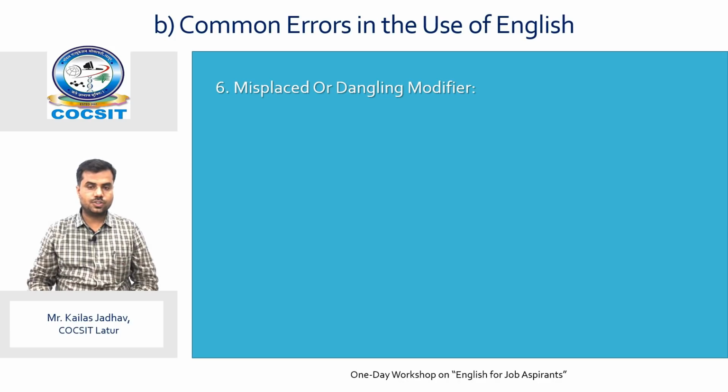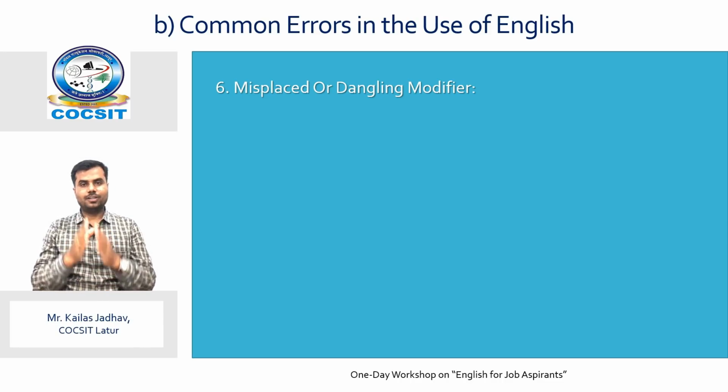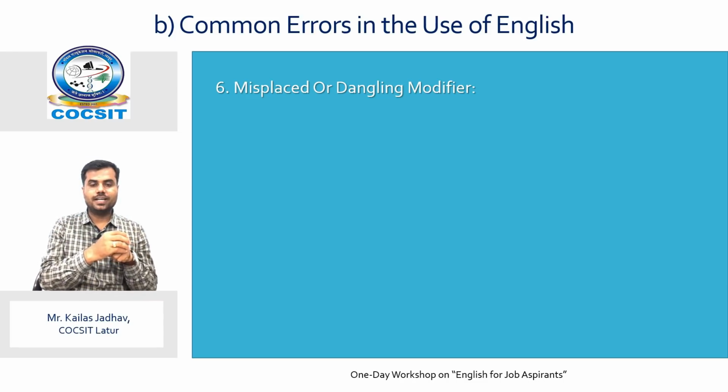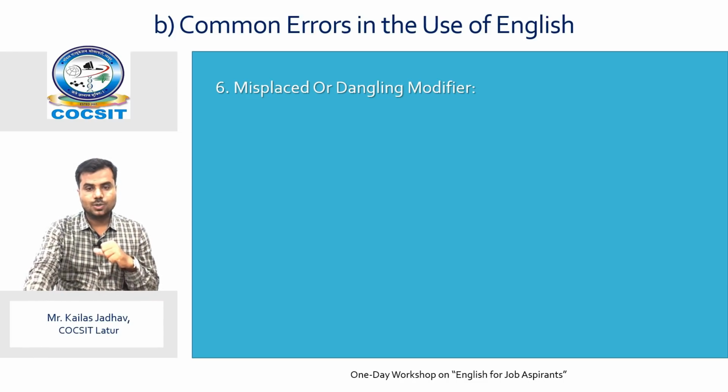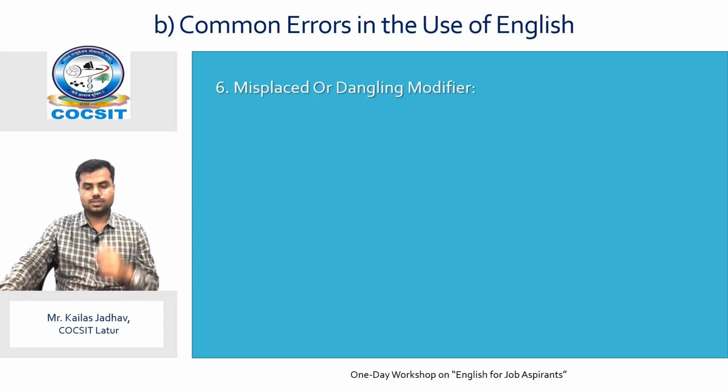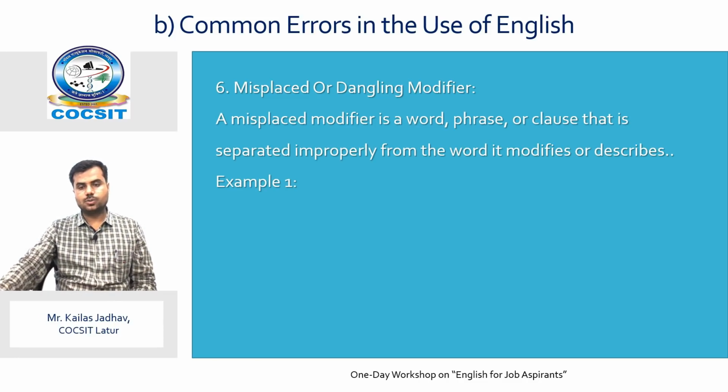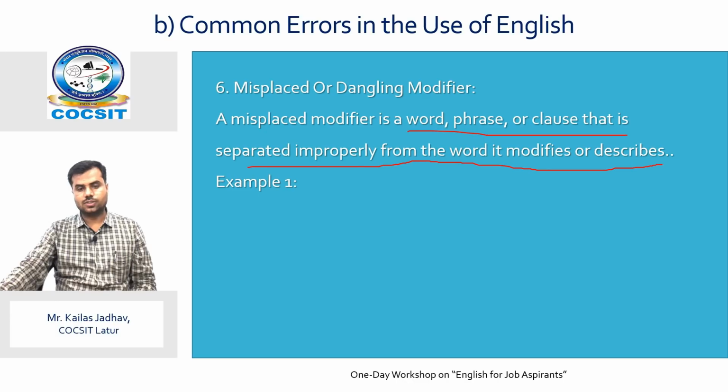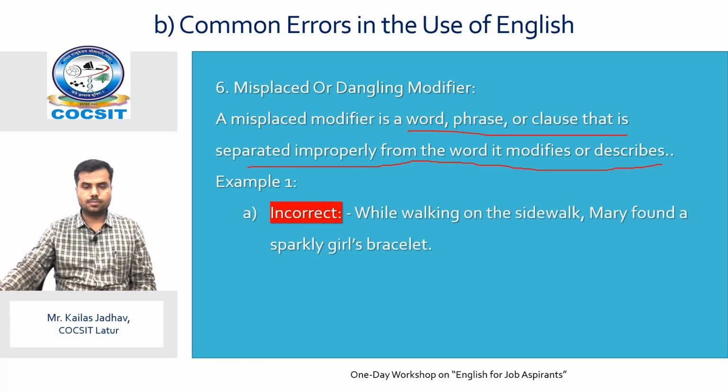Modifiers are the words which talk about something. They are also called adjectives. When you want to describe something, that time you use modifiers. So when you describe something, such modifiers or words should be attached to the words they modify. Look at the example here. A misplaced modifier is a word, phrase or clause that is separated from the word it modifies or describes. Example number 1, look at this example. While walking on the sidewalk, Mary found a sparkly girl's bracelet.